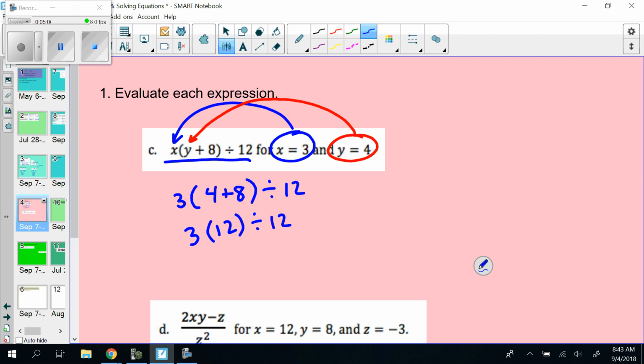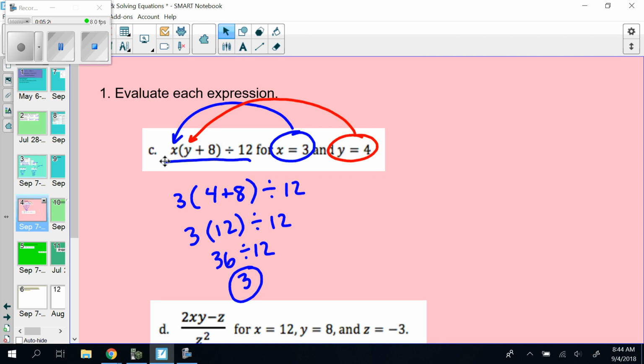Okay, now what we got left here is multiplication and division. We talked about before we want to work that left to right. So first one we'd want to do is 3 times 12, giving us 36. Then divide by the 12 because that's to the right, and the final answer here looks like it's 3. Okay, let's start one more of those.